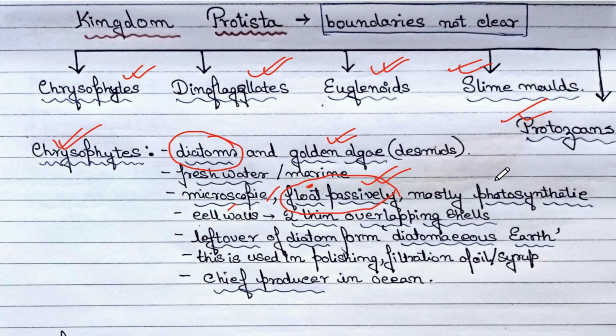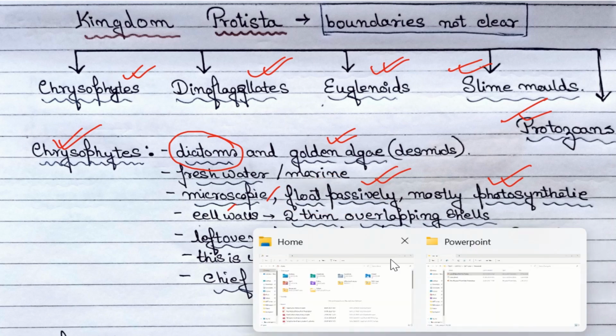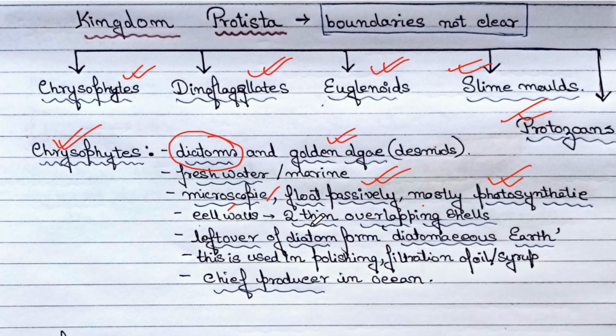So they are mostly photosynthetic. What kind of cell wall do they have? Their cell wall is very unique. Their cell wall is like two thin overlapping shells.